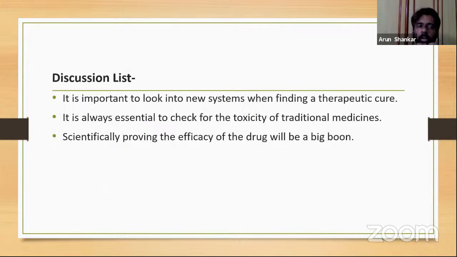And also, I would like to add 2 or 3 more points regarding this. It is very important to look into new systems when we are unable to find a therapeutic drug for any particular disease. And when we especially look at the traditional medicines of India or any South Asian drugs, it is very important to check for their toxicity, because metals are very commonly used in those drugs. And scientifically proving that it is non-toxic and it has very good efficacy will be a big boon in countries like India, because these drugs are very commonly used, and there are millions of people who depend on such drugs. Thank you.